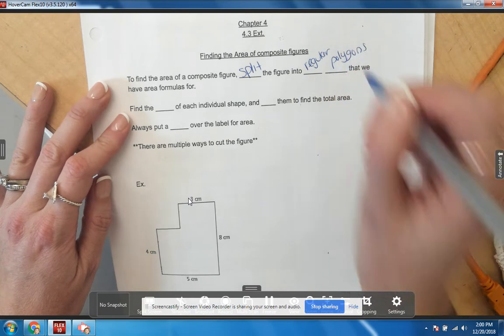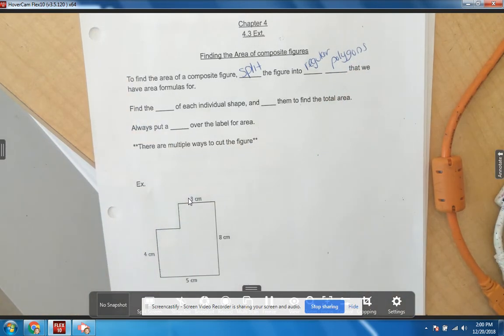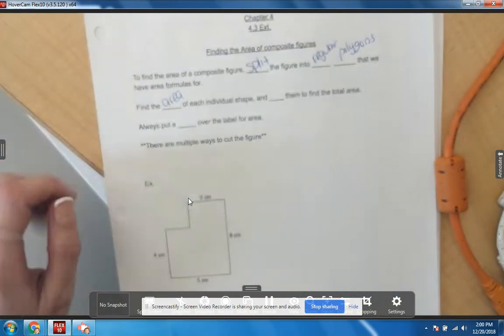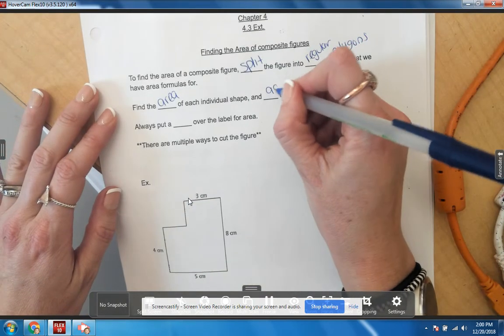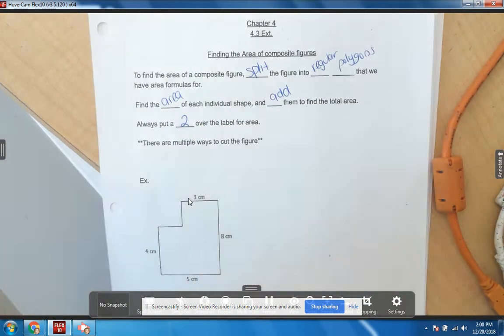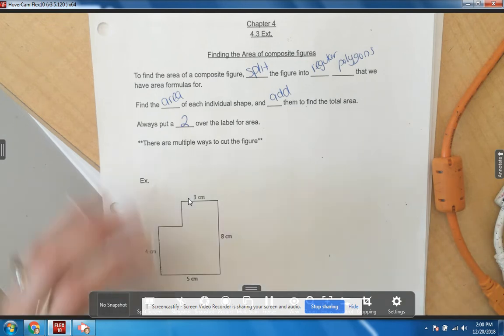Make sure you're writing this with me. Regular polygons that we have area formulas for. Find the area of each individual shape and add them to find the total area. Always put a 2 over the label for area. Okay, so we're using all the general formulas that we know to find the area for composite figures.